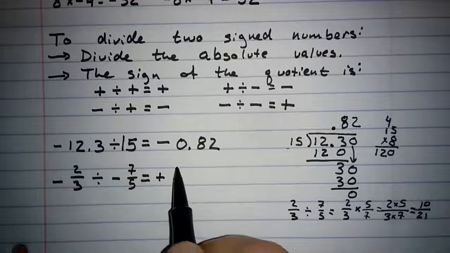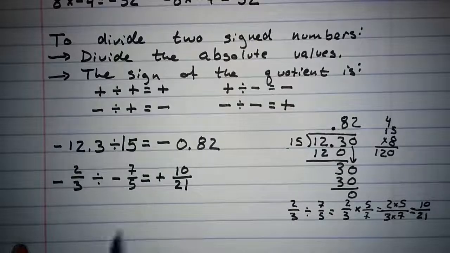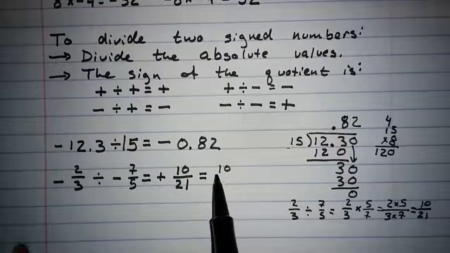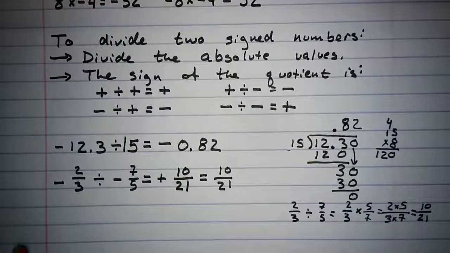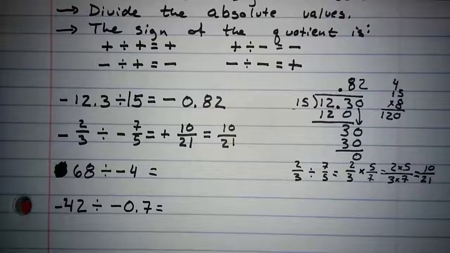So this is going to be positive 10/21. And we don't need to write that positive sign. I was just writing that in for emphasis. It's just 10/21. Let me give you a couple of these to try. Positive 68 divided by negative 4 and negative 42 divided by negative 0.7. Pause the video and try these now.